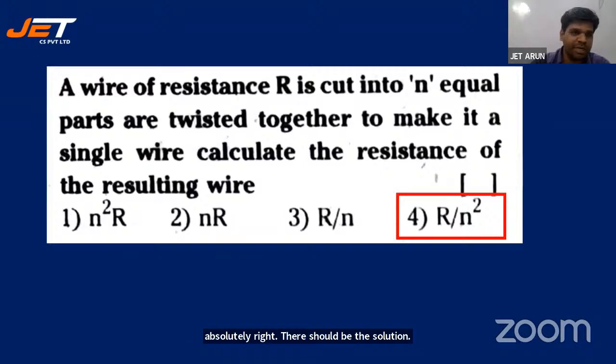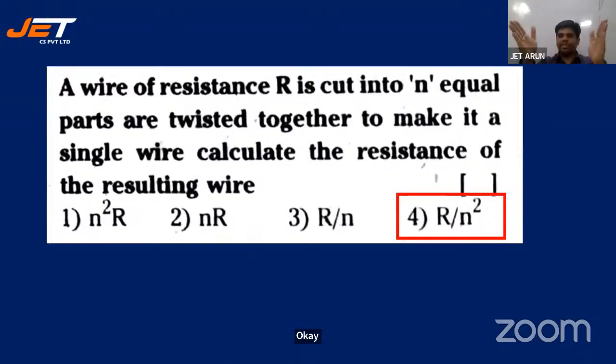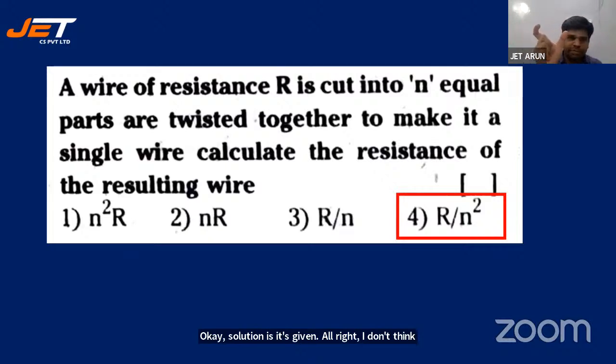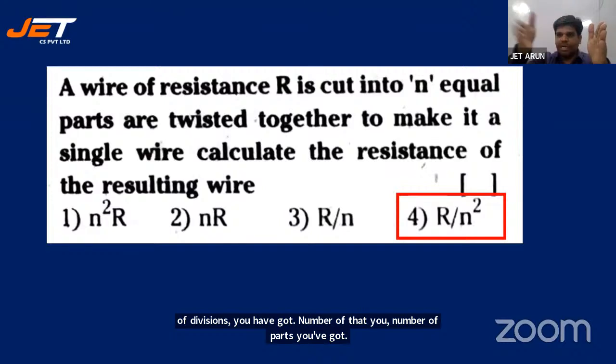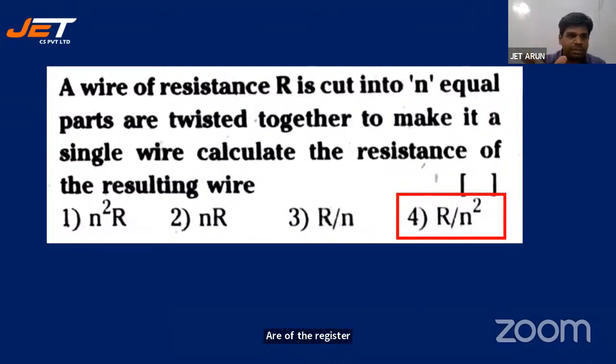Solution isn't given. All right, I'll explain it to you. I have R. If I cut R, each one will be R by N. Do you agree with that? When I cut R into N equal parts, each part will have R by N. Do you agree with that, Ashwik? The ones who have gone wrong, do you agree with that? R by N. N is the number of divisions you have cut, the number of parts you've made. If you take one resistor and cut it into N equal parts, each is R by N.